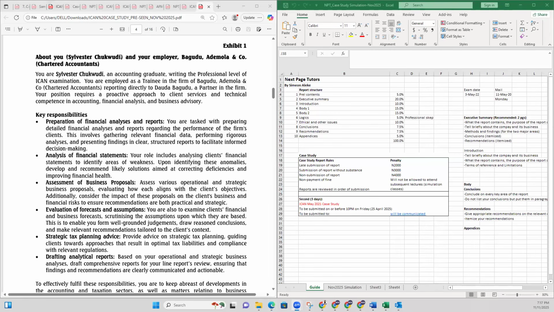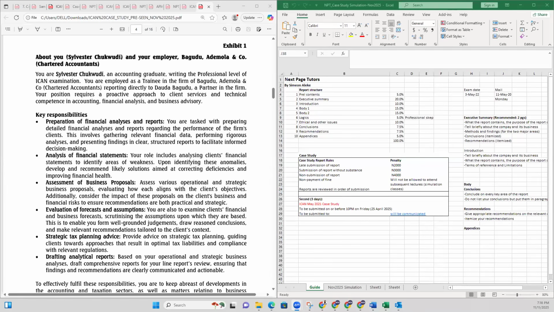Exhibit 1, about you, Sylvester Chukwudi, and your employer, Bagudu, Ademola and Co. Chartered Accountants. You are Sylvester Chukwudi, an accounting graduate, writing the professional level of ICAN examination. You are employed as a trainee in the firm of Bagudu, Ademola and Co. Chartered Accountants, reporting directly to Dauda Bagudu, a partner in the firm. Your position requires a proactive approach to client services and technical competence in accounting, financial analysis, and business advisory.